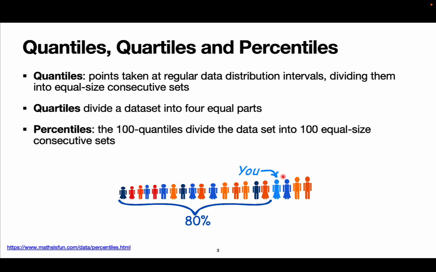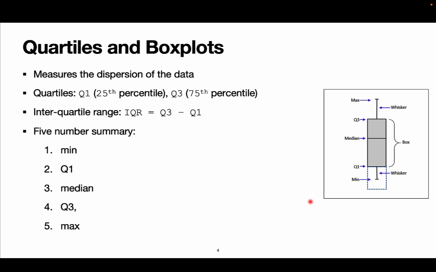The box plot visualizes the dispersion of the data presented by the 5-number summary. What are these numbers? The minimum, Q1 or the 25th percentile, the median or Q2 or the 50th percentile, Q3 or the 75th percentile, and the maximum.